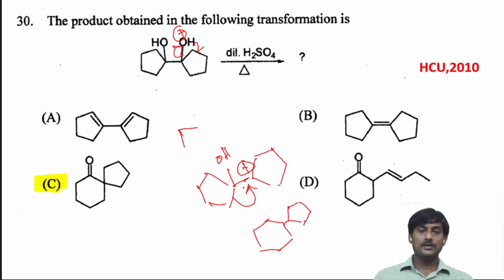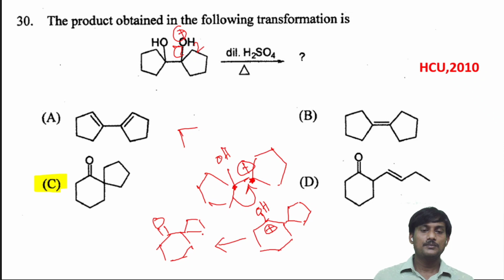And at this position there is an OH. So here we have OH, and here you will get a positive charge, and this one will be converted into C double bond O. This is the product you will get. So this is the correct option.